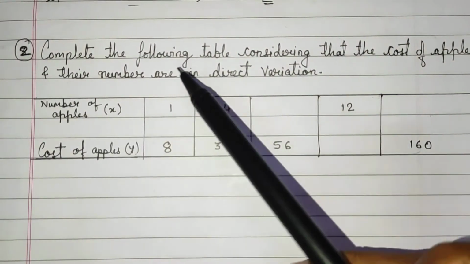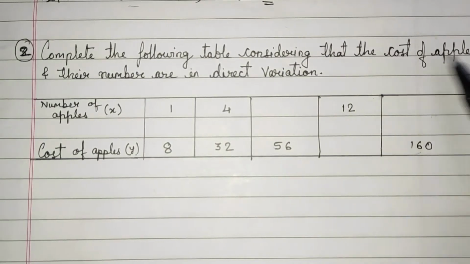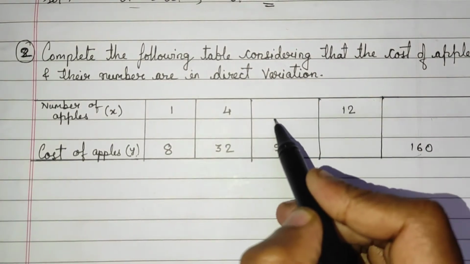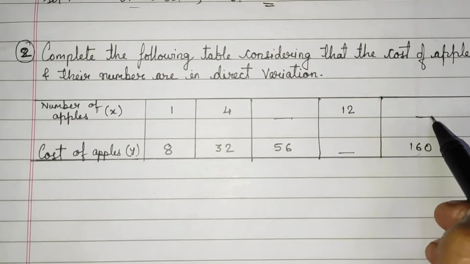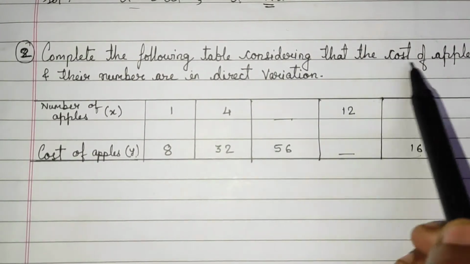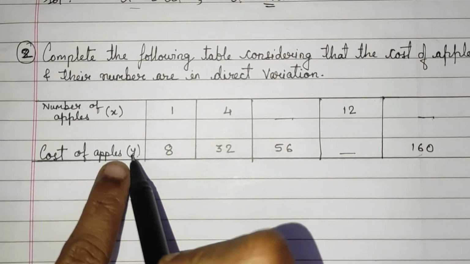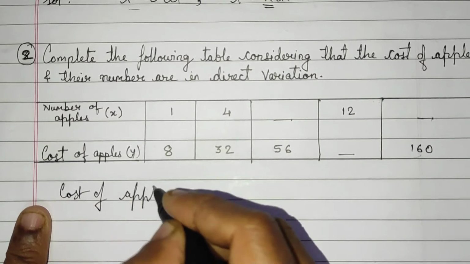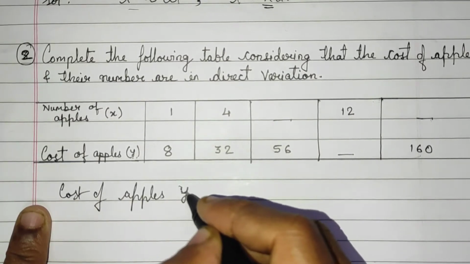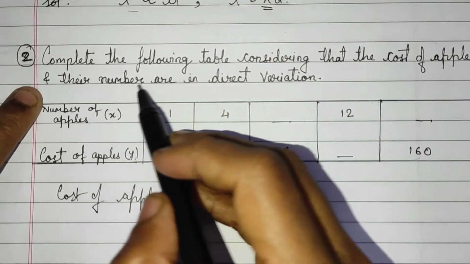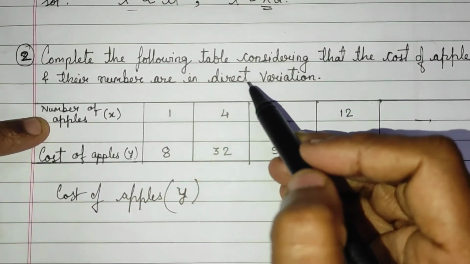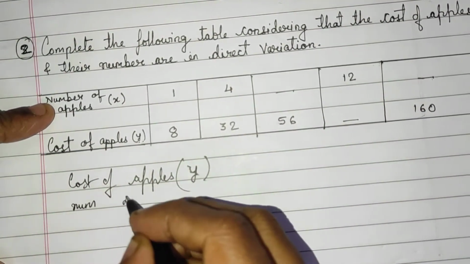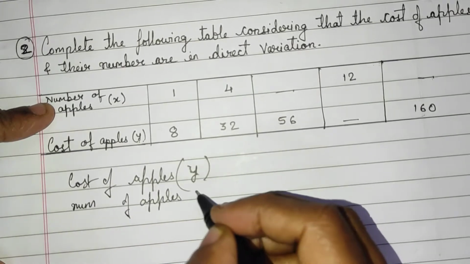Second sum. Complete the following table considering that the cost of apples and their number are in direct variation. So here we have to find out these incomplete columns. What they have said, that the cost of apples, this cost of apples, that is Y. Apples and their numbers, these numbers of apples are in direct variation.